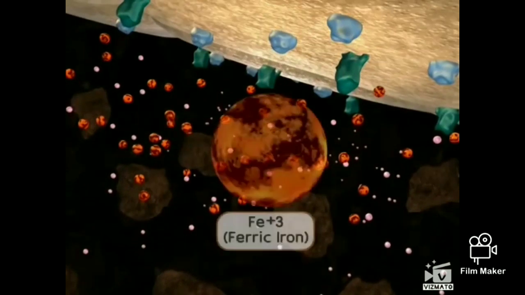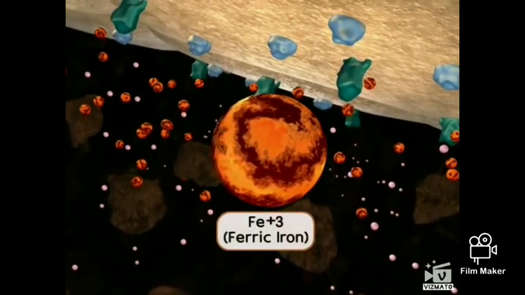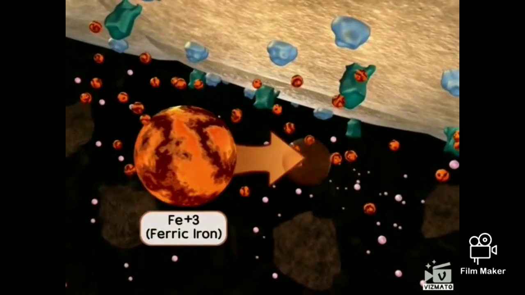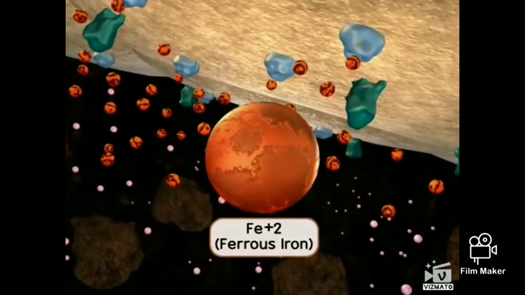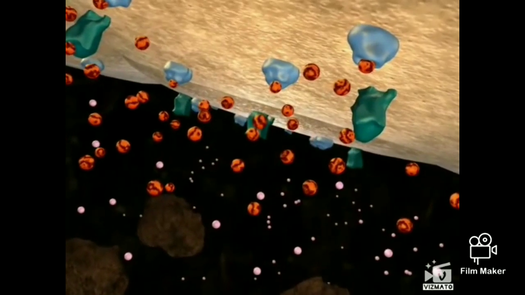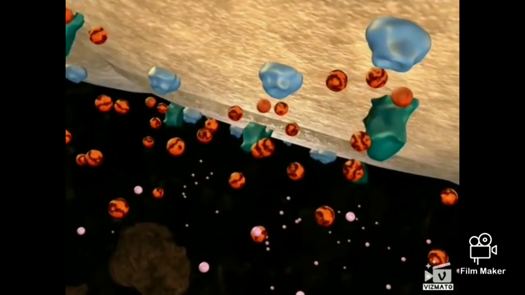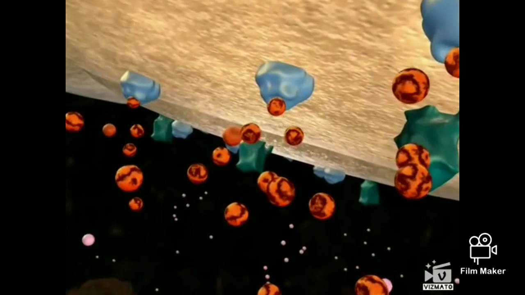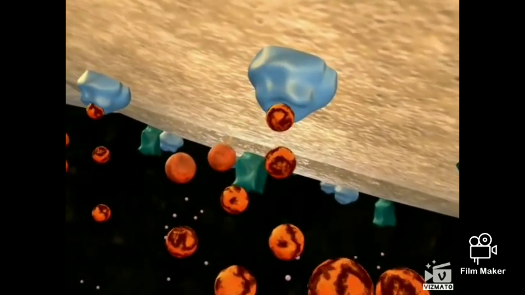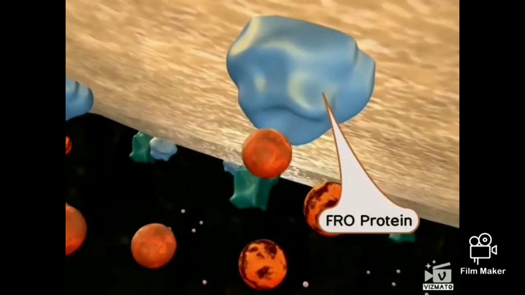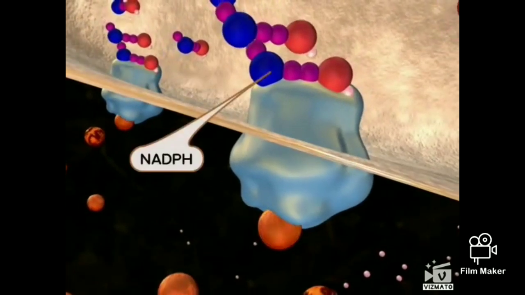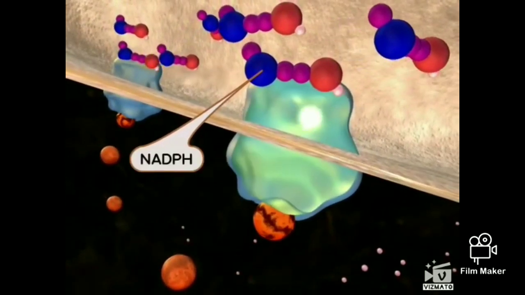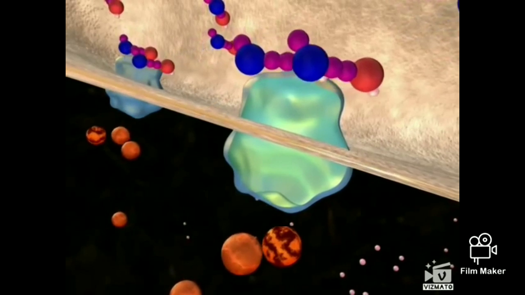In the case of iron, it exists in the soil primarily in the Fe3 or ferric state, but it must be changed to the ferrous or Fe2 state before it can move into bean or soybean plants. These plants have evolved a system that facilitates this conversion. Embedded in the cell membrane is a protein called FRO. FRO reduces ferric iron to ferrous iron at the root surface by transporting an electron from NADPH.